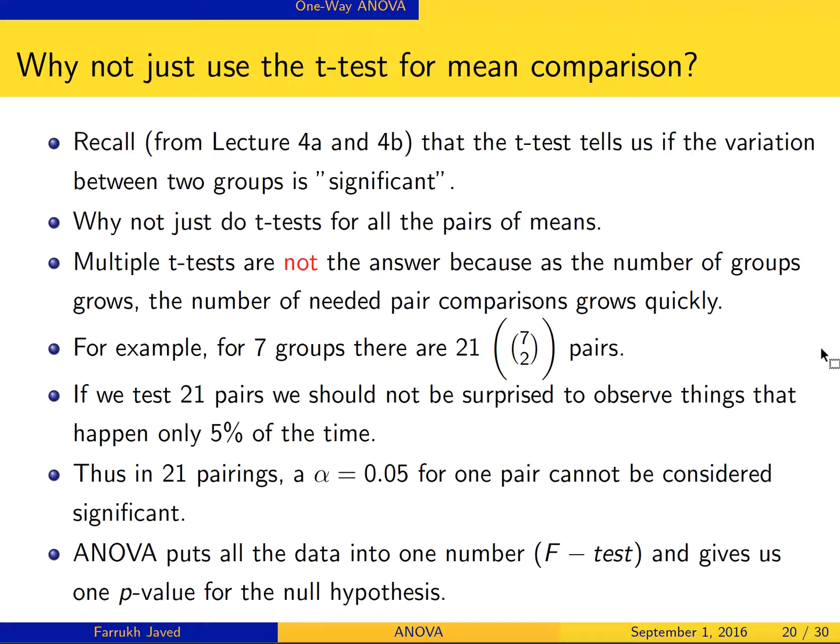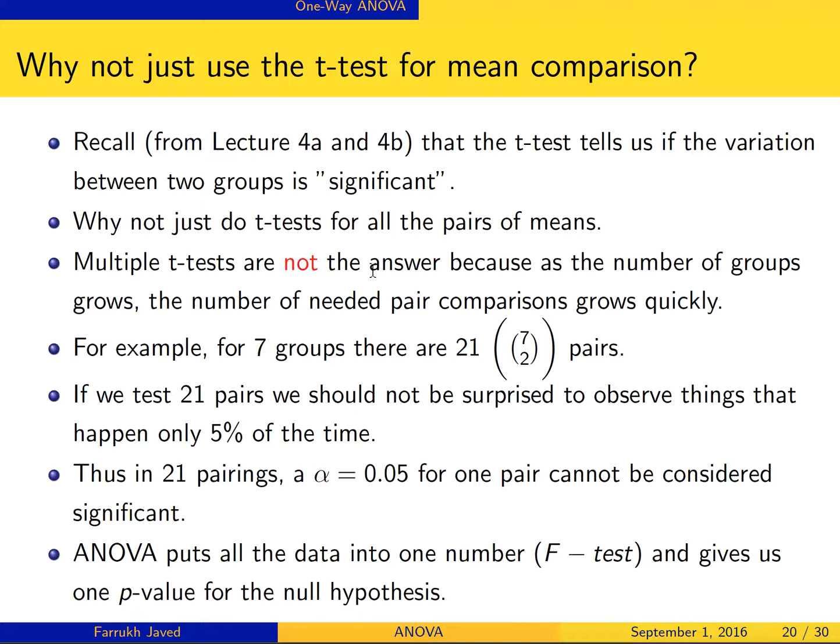Recall from lectures 4a and 4b that the t-test tells us if the variation between two groups is significant or not. When we are aiming for two groups, we can apply the t-test. But when we are aiming for more than two groups, we apply the one-way ANOVA or the general ANOVA method. But why not just do t-tests? Okay, so my question is, there are 3 or 4 groups, but I want to compare them in pairs, right? I want to compare group 1 with group 2, group 1 with group 3, 1 with 4, 2 with 3, 2 with 4, and 3 with 4. That's what I want to do. So the multiple t-test could be a good option.